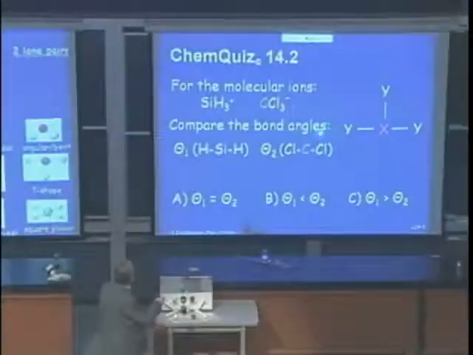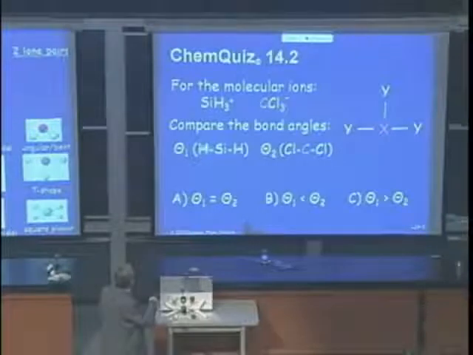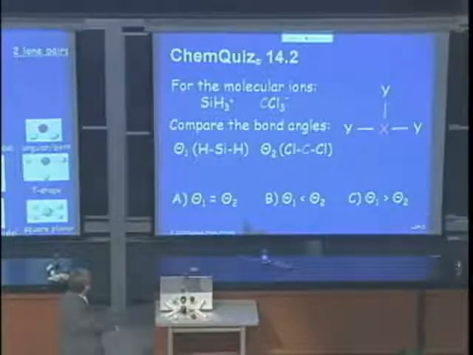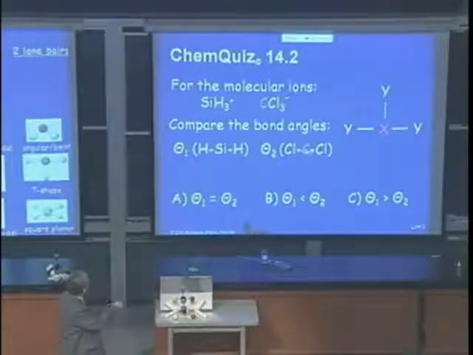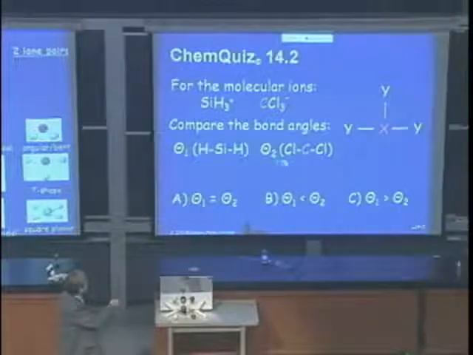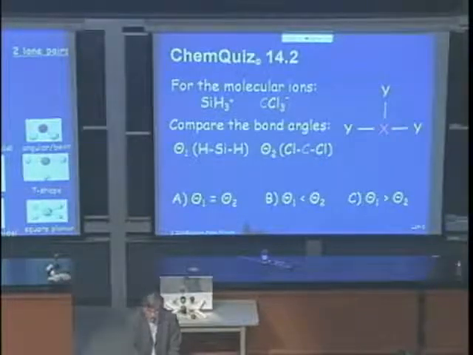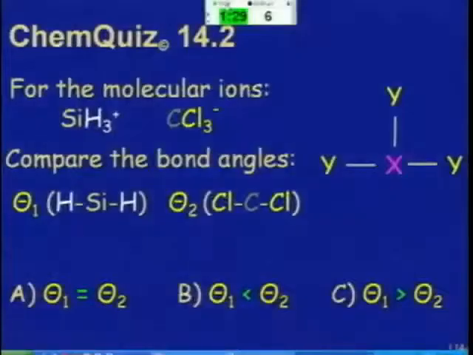And then you say the bond angle between the silicon and the hydrogen here, and here between the carbon and the chlorine. And you compare these 2 bond angles, and with this you can answer the question: is the bond angle between hydrogen and silicon the same as here? Is this one smaller than this one, or is this one larger than this one? Okay, why don't you think about it and give me your answer? I leave this here on the other screen. You have a visual aid there.